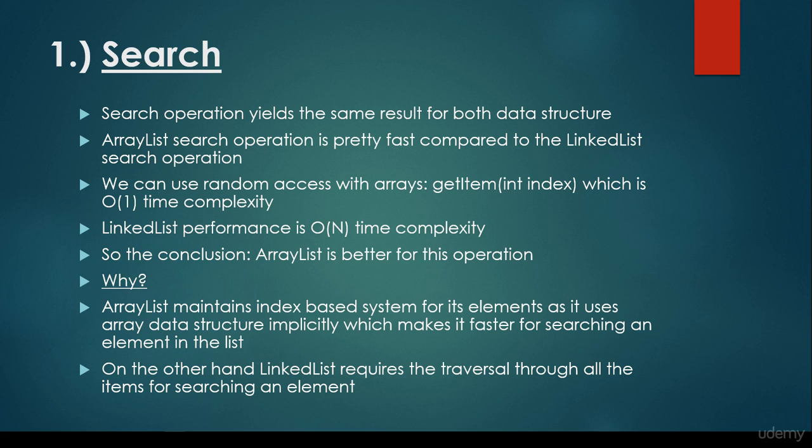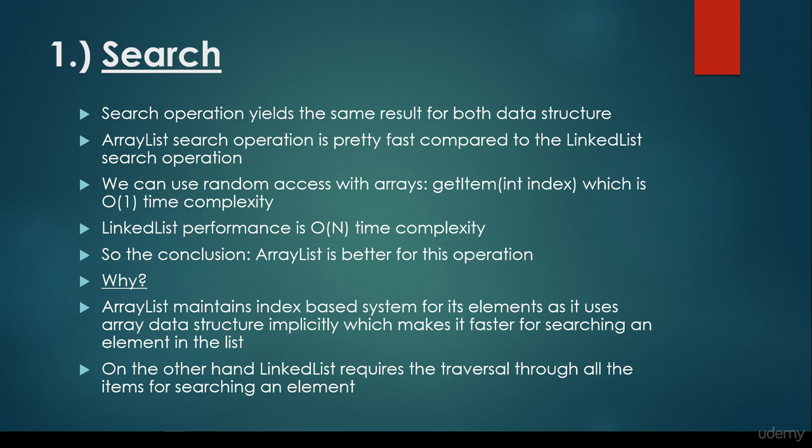You may pose the question, okay, why? Because ArrayList maintains an index-based system for its elements as it uses the array data structure implicitly, which makes it faster for searching an element in the list. So if we know the index of the item we are looking for, and it's very important that this is true only if we know the index. If we don't know the index, then we have to iterate through the ArrayList as well, and the operation is going to have O(n) linear time complexity.